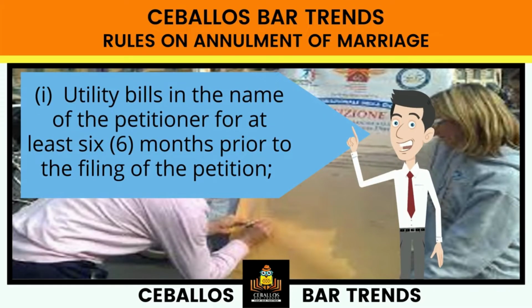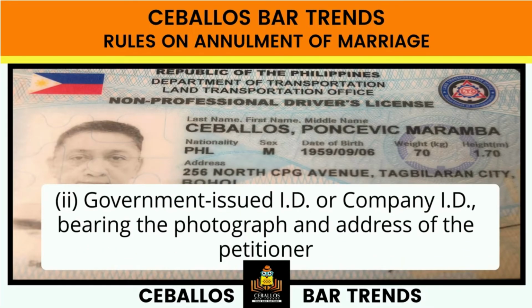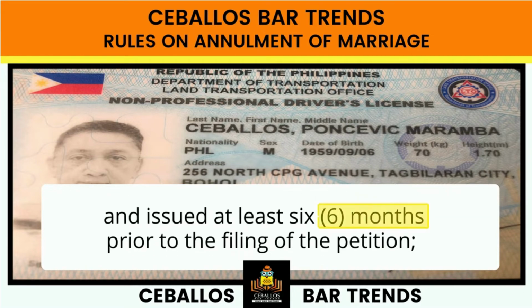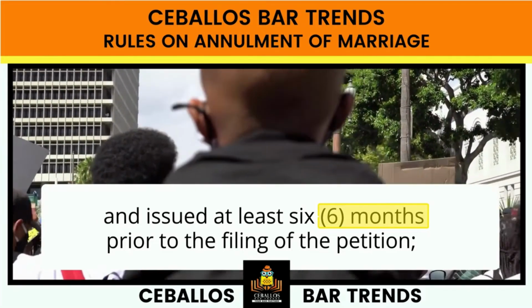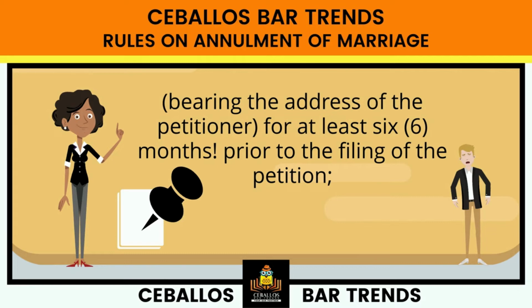1. Utility bills in the name of the petitioner for at least 6 months prior to the filing of the petition. 2. Government-issued ID or company ID, bearing the photograph and address of the petitioner and issued at least 6 months prior to the filing of the petition. 3. Notarized lease contract, if available, and/or receipts for rental payments, bearing the address of the petitioner, for at least 6 months prior to the filing of the petition.